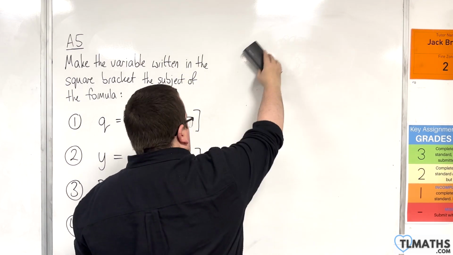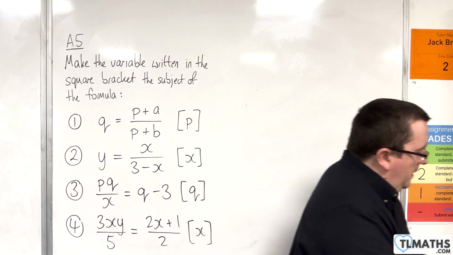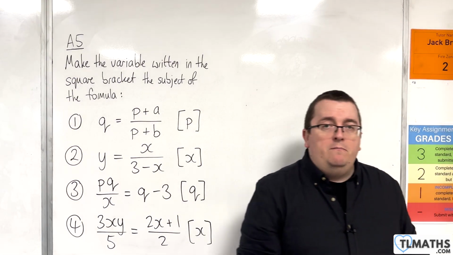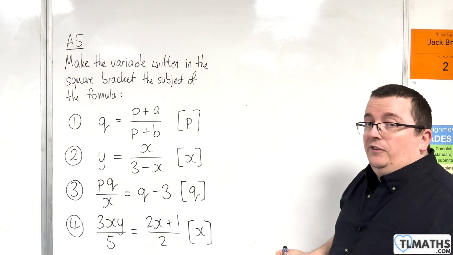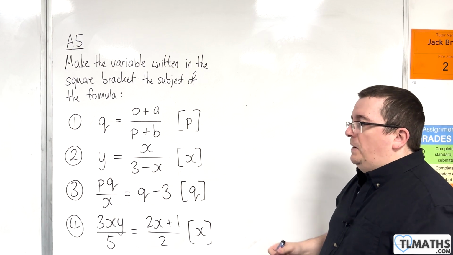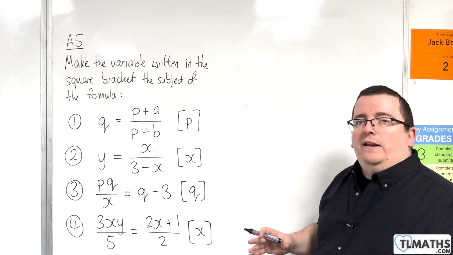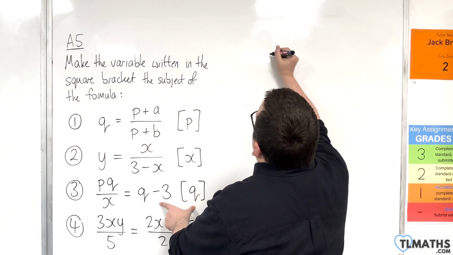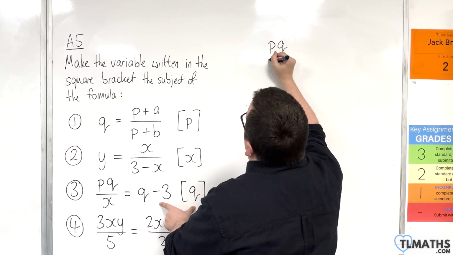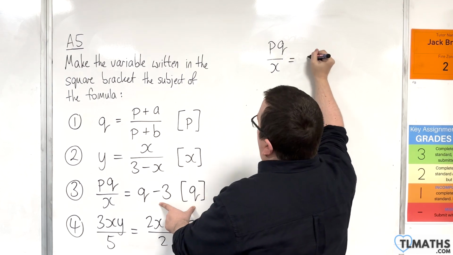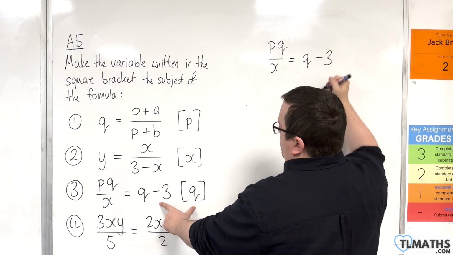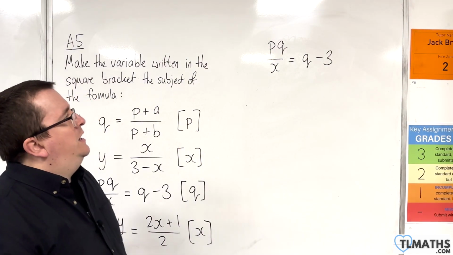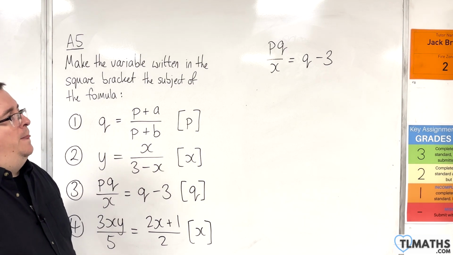Again, if you look at your answer, it looks slightly different. Try multiplying top and bottom by minus 1 and see if you get the same thing as I have. It's just because you did the rearrangement in a slightly different order, that's all. So, number 3, PQ over x is equal to Q take away 3. Now, we want to make Q the subject.